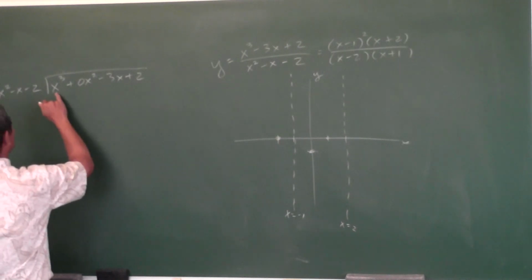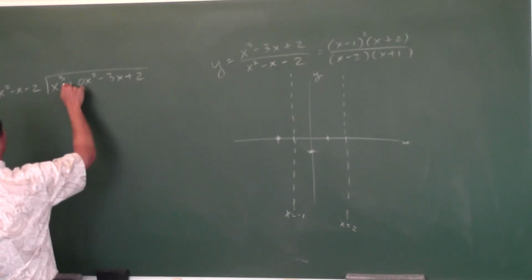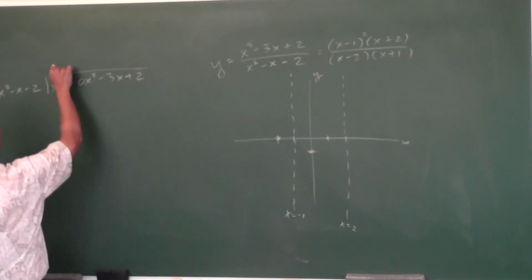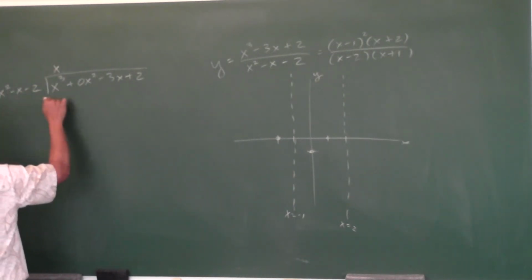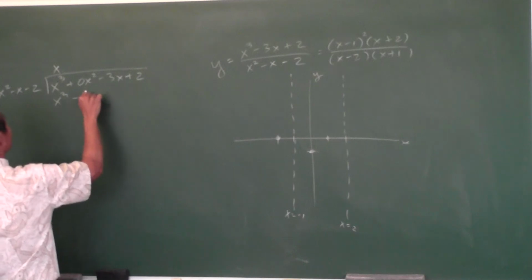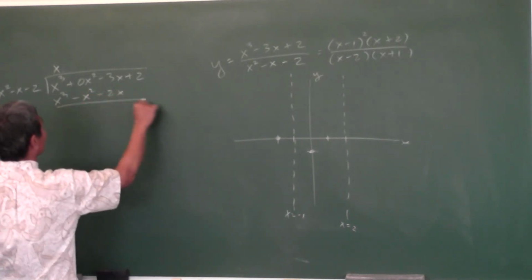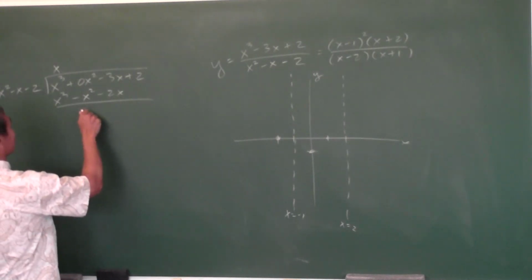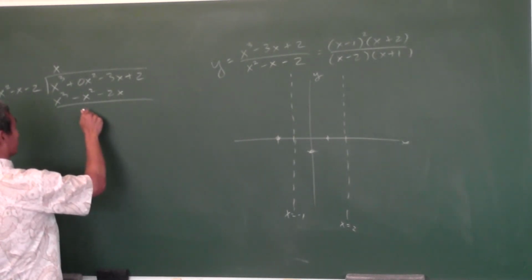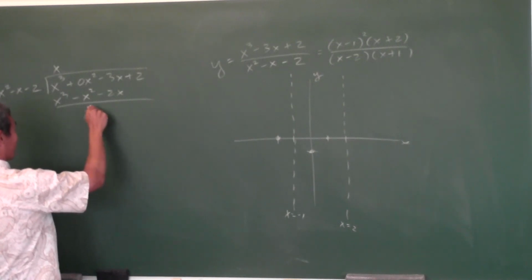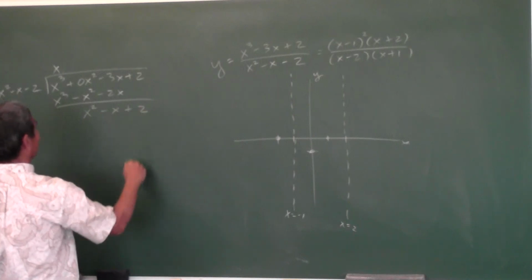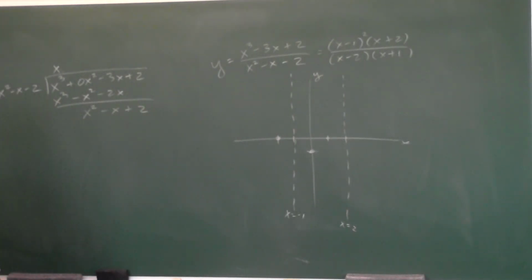X squared goes into x cubed how many times? 1. See? What's that? X. Multiply that times the divisor. We just finished long division not too long ago, didn't we? Okay, go. Subtract. No, we're subtracting x squared. Minus x.